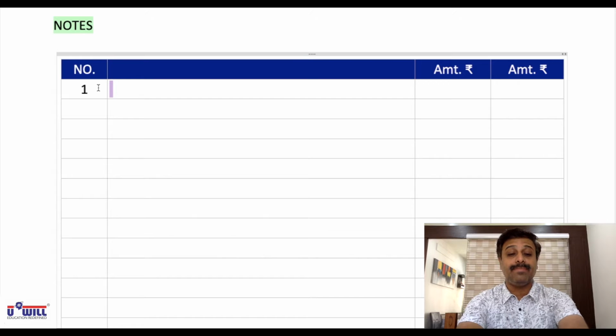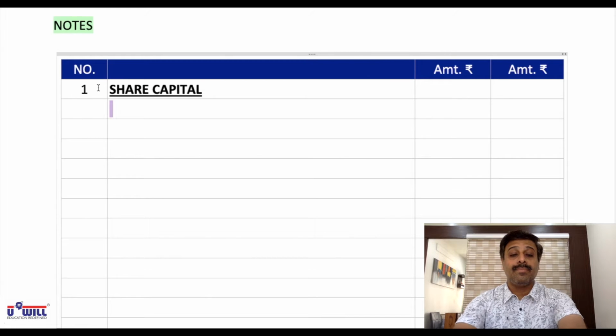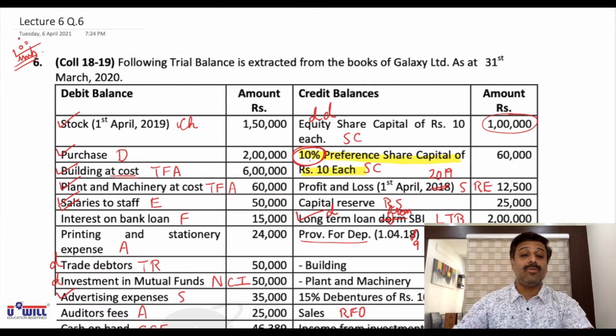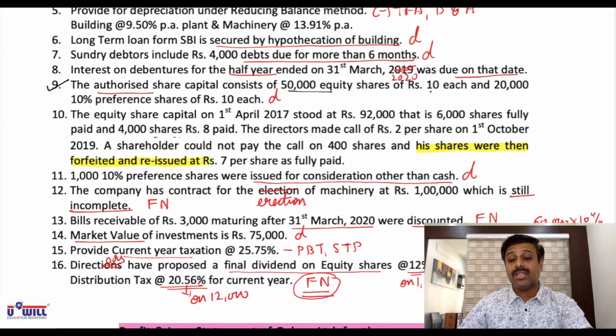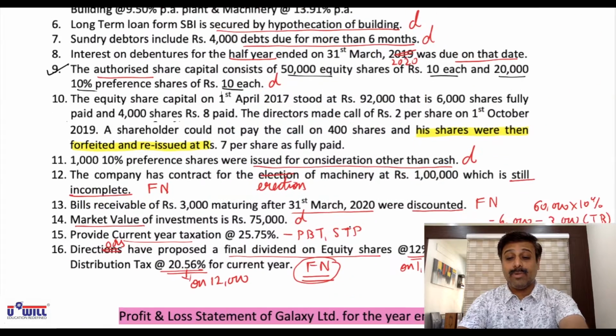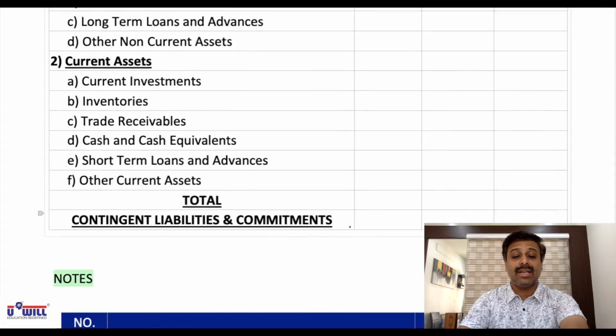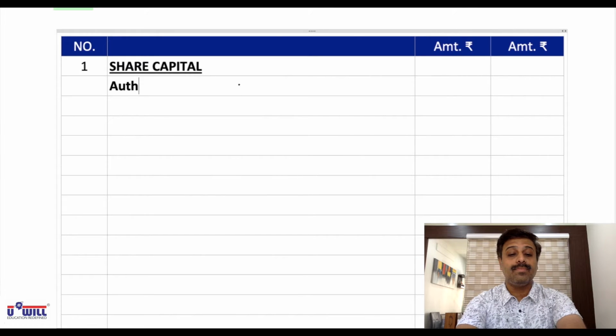So, share capital. Now in share capital, very first we have to show authorized share capital, which is given in adjustment 9. The authorized share capital consists of 50,000 equity shares of 10 each and 20,000 10% preference shares also of 10 each. So write down 50,000 and 20,000, right? Write down authorized share capital.